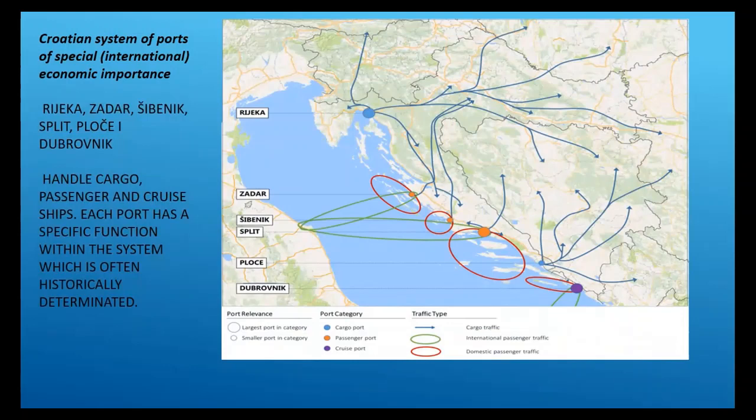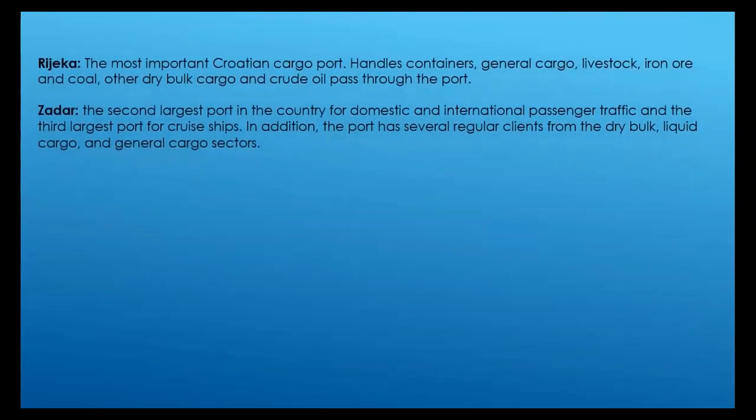The Croatian system of ports of special international economic importance includes six main ports. These are Rijeka, Zadar, Šibenik, Split, Ploče, and Dubrovnik. And they handle cargo, passenger, and cruise ships. Each port has a specific function within the system, which is often historically predetermined. Let's mention Rijeka. It's the most important Croatian cargo port. It handles different types of cargo.